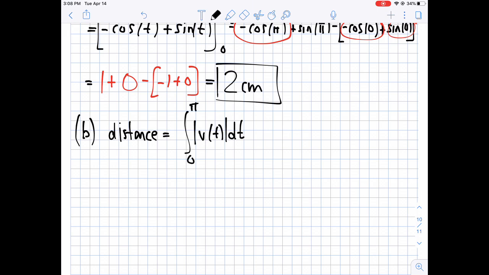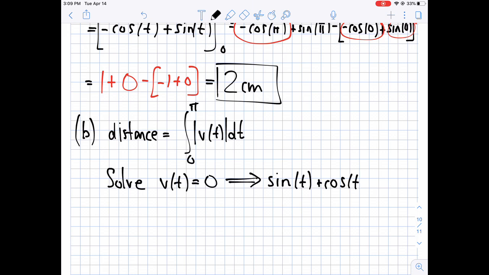And so we need to look at our velocity function and figure out when our velocity function is going to be positive and when our velocity function is going to be negative. So similar to the last one, we're going to solve when is our velocity function equal to 0. So really that is solving when sine of t plus cos of t is 0. In other words, we want to know when sine of t is going to be equal to negative cos of t. And that means that t is going to be equal to 3 pi over 4.